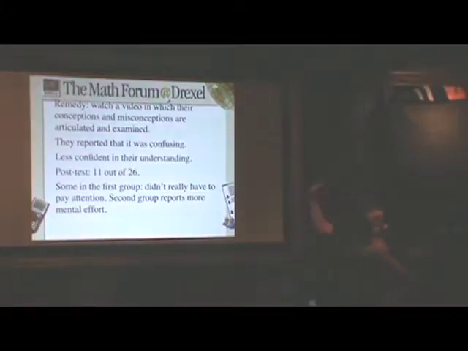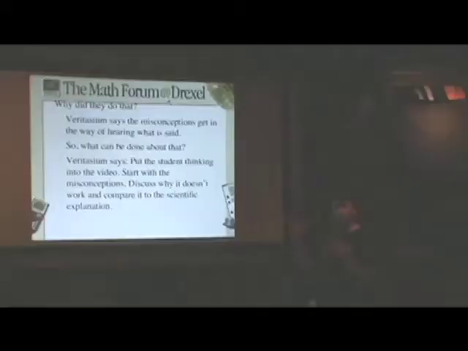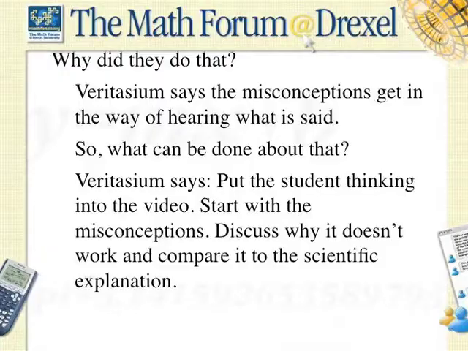And then they watch a video with misconceptions. They reported it was confusing. They're less confident, but they get 11 out of 26. Some of the first group said, well, we didn't really have to pay attention because we knew it already. The second group says it took a lot more effort. So why did they do that? Veritasium says the misconceptions get in the way of understanding. And what do you do about that? Put the student thinking in the video, put their misconceptions there, discuss why it works, and compare it with the scientific. Well, I agree, except I would focus more on connecting to student thinking.